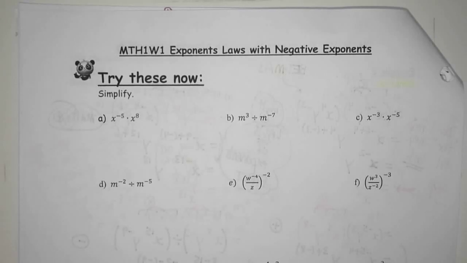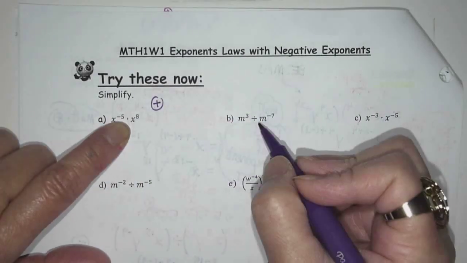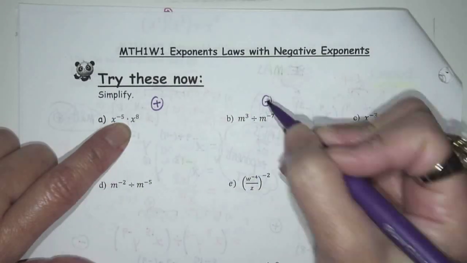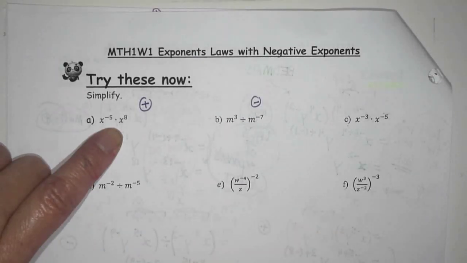When we're working with negative exponents, we have to remember all of our regular laws. So let's see if we can put it all together. When we multiply, we add. When we divide, we subtract the exponents. Okay, so let's start with this.